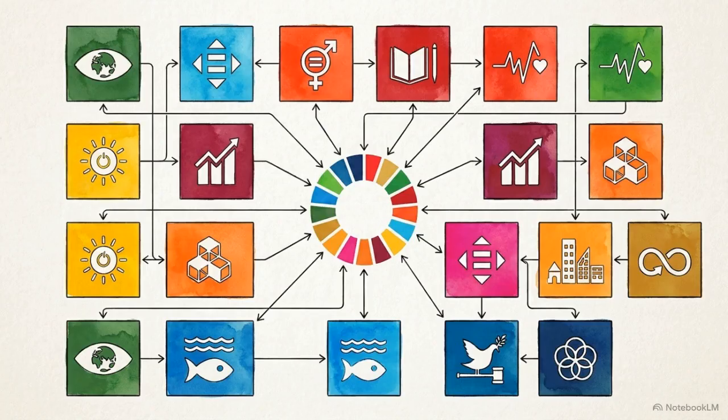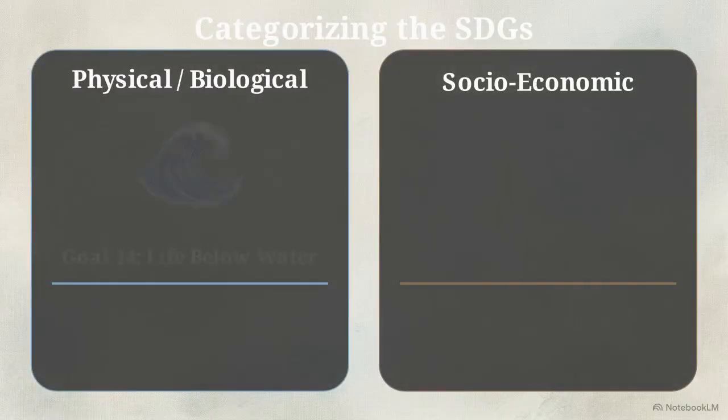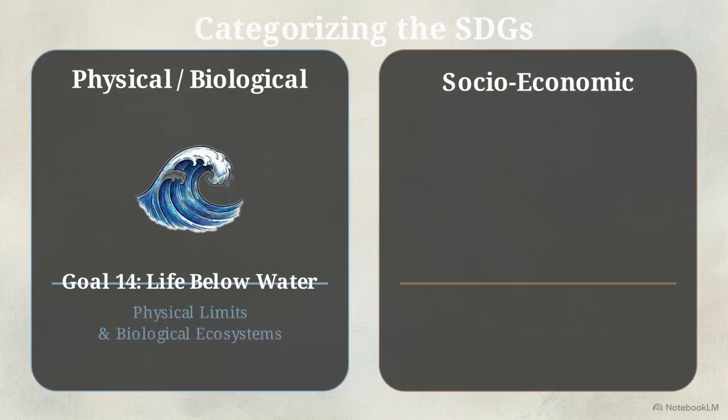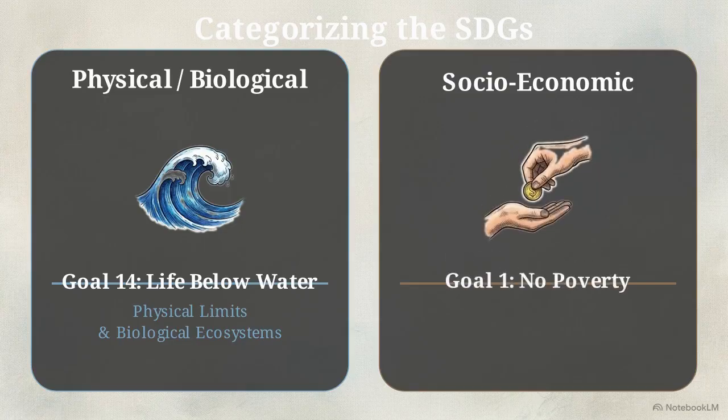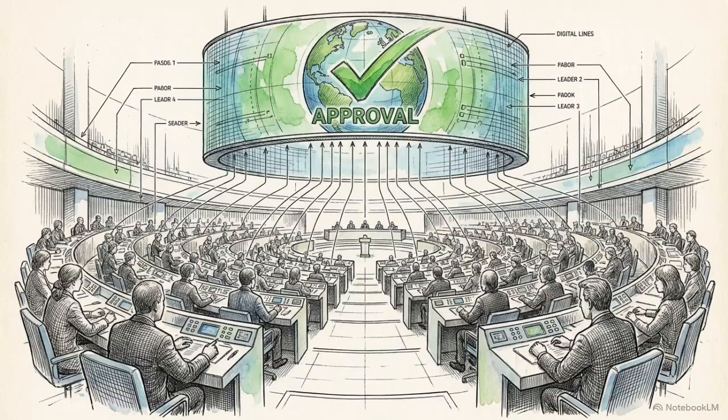If you look closely at these 17 goals, they span the entire taxonomy we've covered today. Some goals, like life below water, target physical and biological limits. Others, like no poverty, target human socioeconomic and ethical equity. These goals represent the application of environmental ethics, scaled up to an international legal framework.